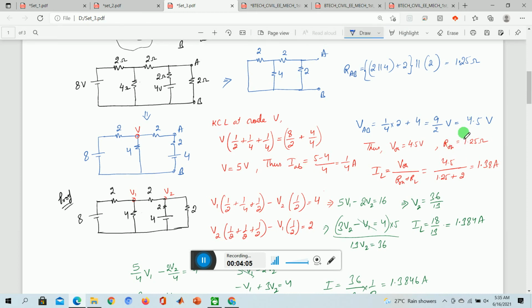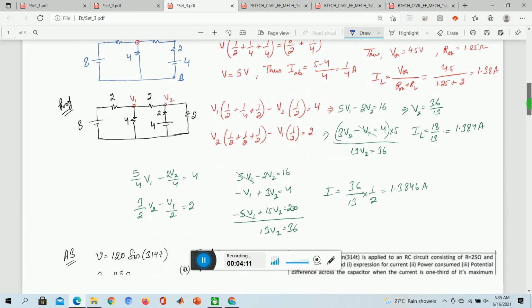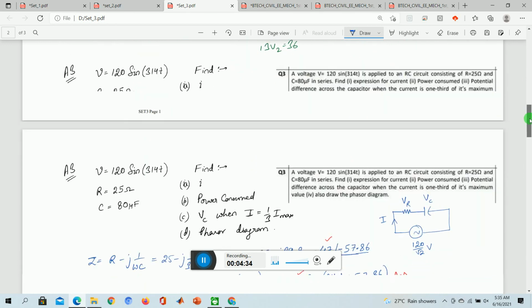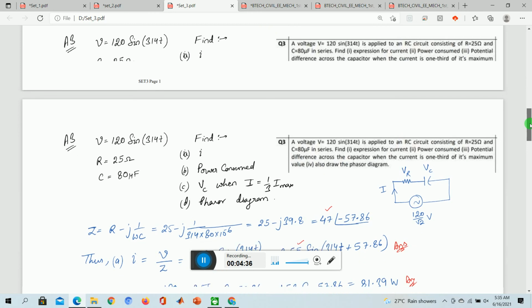Just to test, this is not required in the examination, just to check whether this is the right answer or not, we thought let us solve the same problem without using Thevenin's theorem, by using node analysis. So this node equation simplifies very easily, and we get the value of IL as 1.384, the same as by using Thevenin's theorem. So this is not required, just for checking whether we are getting the same answer or not. We have got another problem here.